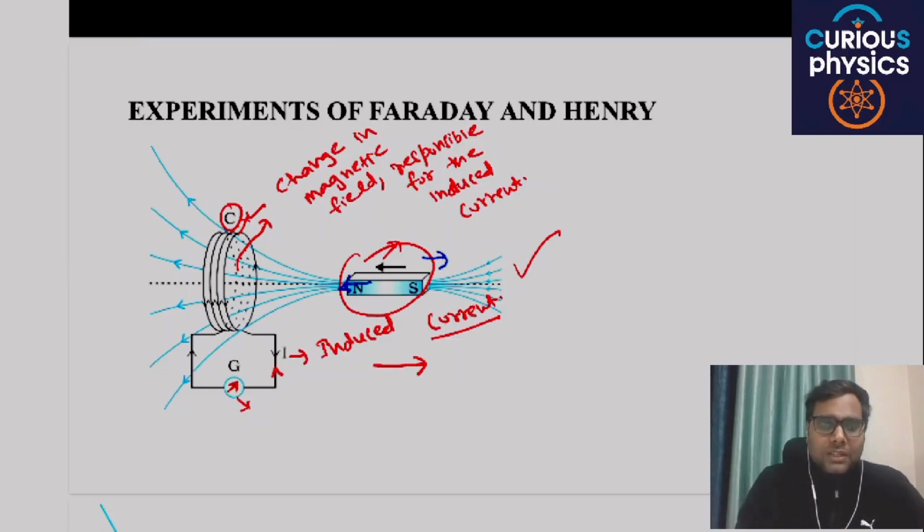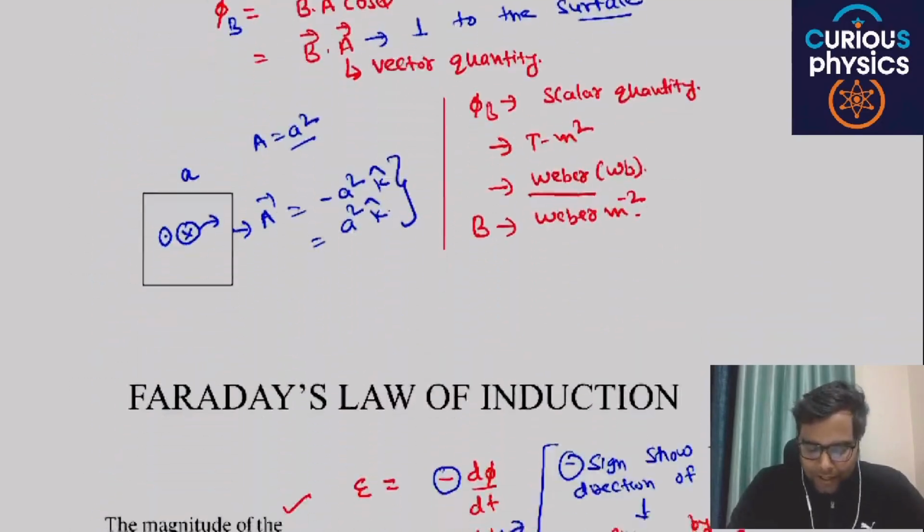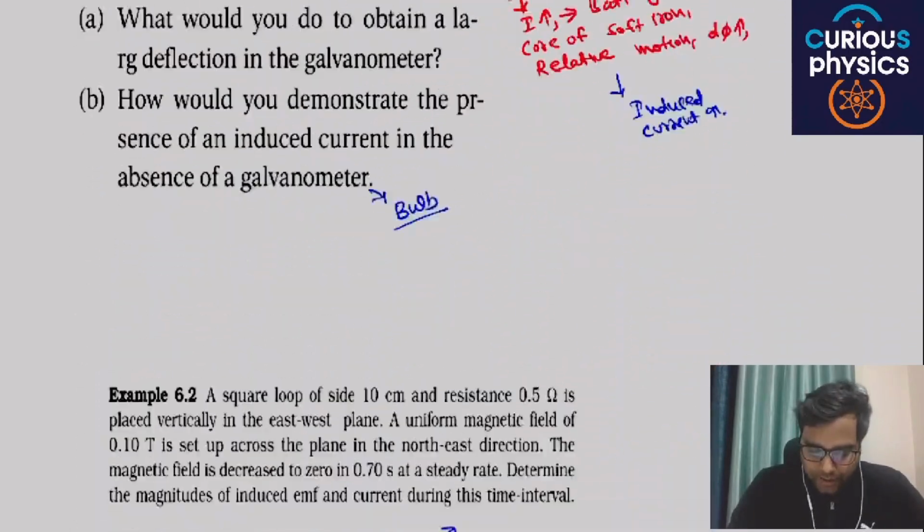That will oppose the change in magnetic flux. Are you able to understand my point or not? This is basically Lenz's law. Basic conceptual clarity should be there.